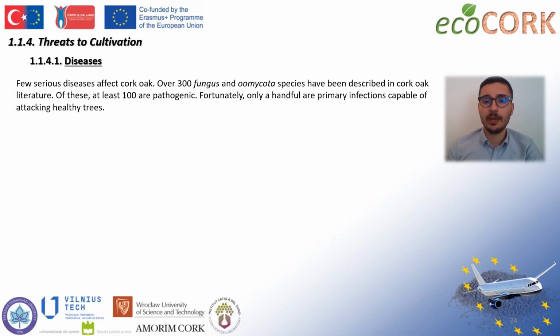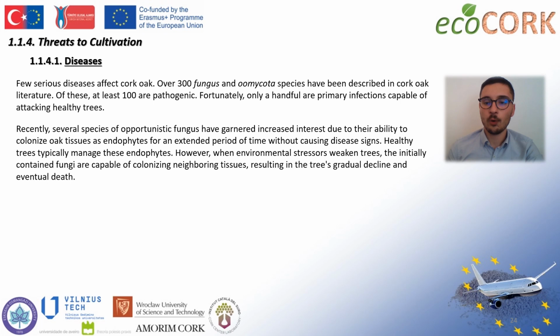Cork oaks don't get many serious diseases. In cork oak literature, more than 300 kinds of fungi and insects have been named. At least 100 of these are dangerous. Luckily, only a few of them are primary infections that can hurt healthy trees. Recently, several species of opportunistic fungi have gotten more attention because they can live in oak tissues as endophytes for a long time without showing any signs of disease.